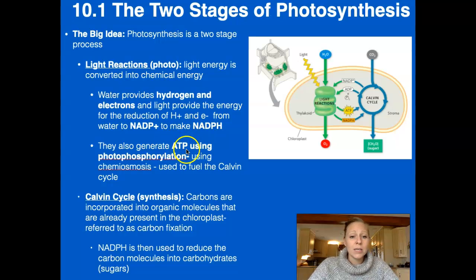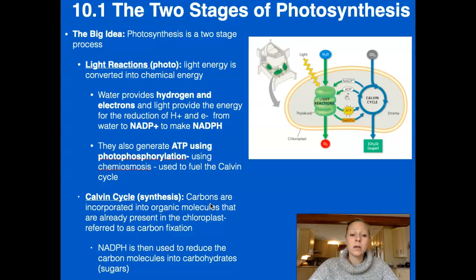They also generate ATP using photophosphorylation. This is really similar to the electron transport chain. It's a process using chemiosmosis. It occurs during the process of the light reactions, and it's very similar. So we'll talk about that.